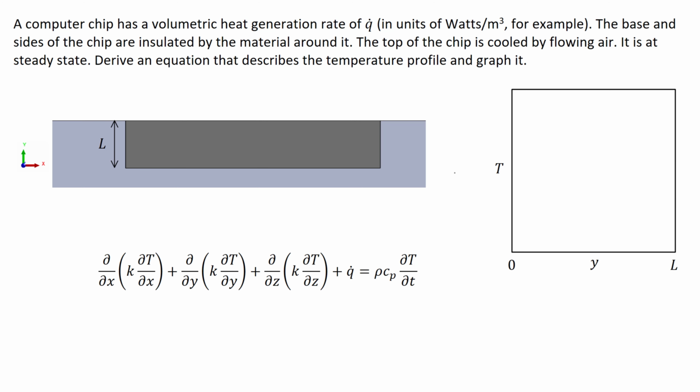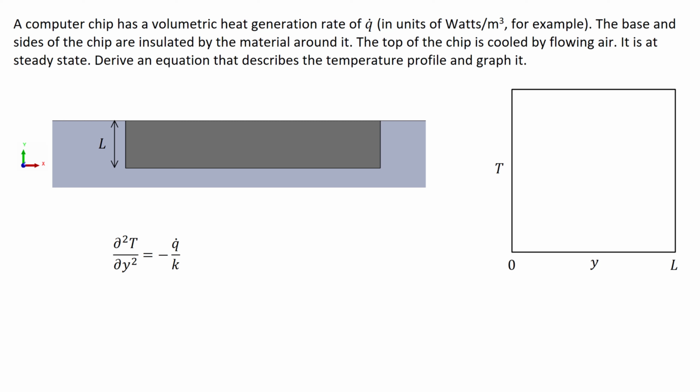So let's zoom in on the cross-section of the chip, with the y-axis starting at the base of the chip, and the thickness of the chip is distance L. The first thing we want to do is simplify the heat diffusion equation. We know it's at steady state, so the term on the right is 0. We know that the temperature is not a function of z and not a function of x. So what we're left with are these two terms in the heat diffusion equation. Moreover, let's assume that the thermal conductivity is uniform throughout the chip, and we'll pull k out of that term. So this then is the simplified heat diffusion equation.